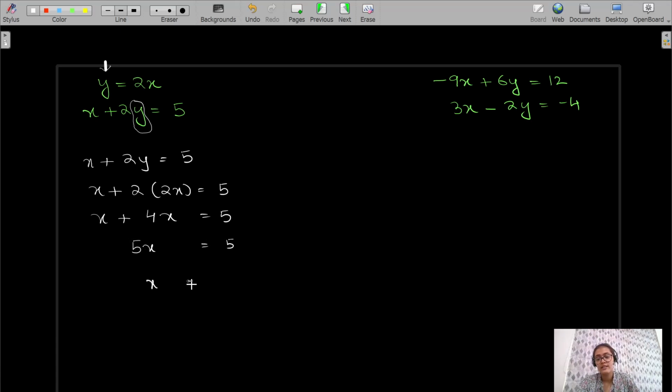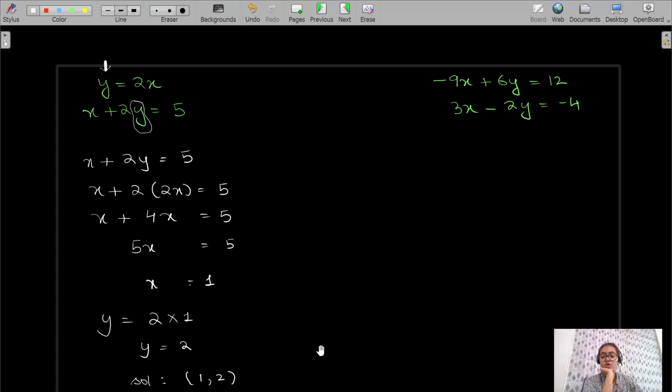So x is equal to 1. So this is the value of x, and value of y will be, y is 2 times x, so 2 times 1. So y is equal to 2. So the solution of this system of equations is (1, 2).